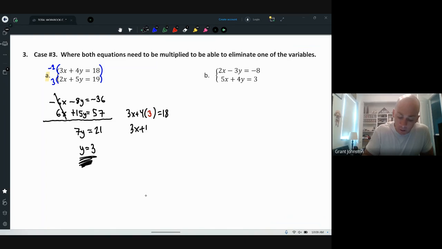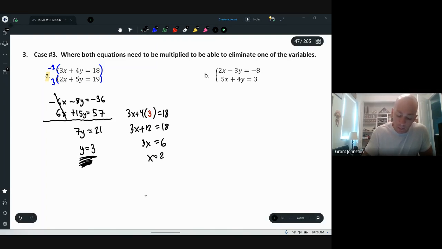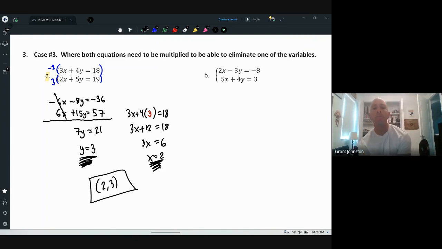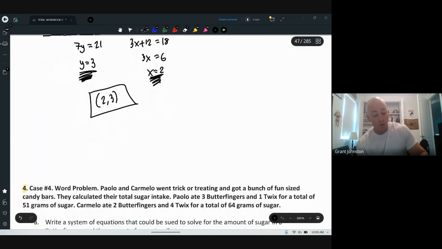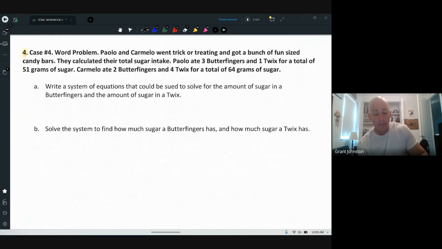4 times 3 is 12. Subtract 12 from both sides, 6. Divide by 3. x would be 2. So the solution is (2, 3). So that's how it works. Let me show you one more case with a word problem.